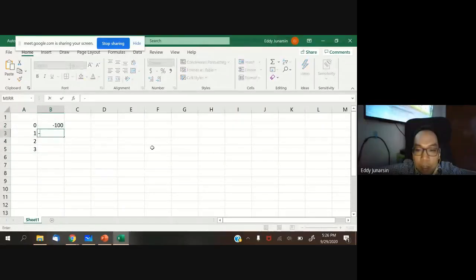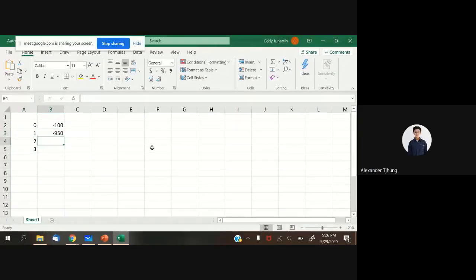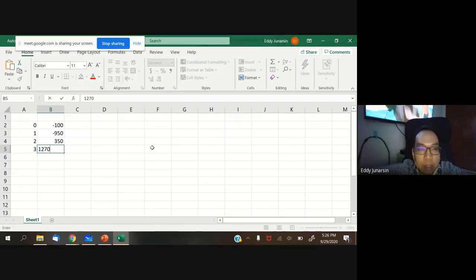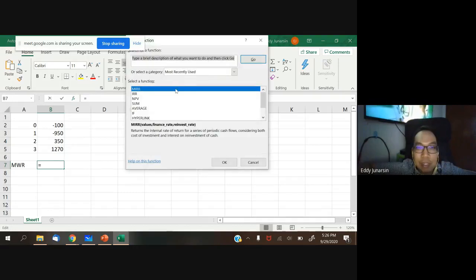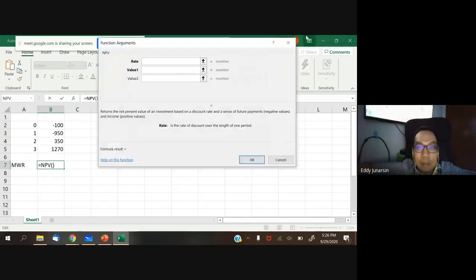Minus 950, 350 positive, 1,270. Okay. Easy, right? Just IRR. The money, yeah, we call it money weighted return. Cool name, eh? Money weighted return. IRR. Oops, wrong button.